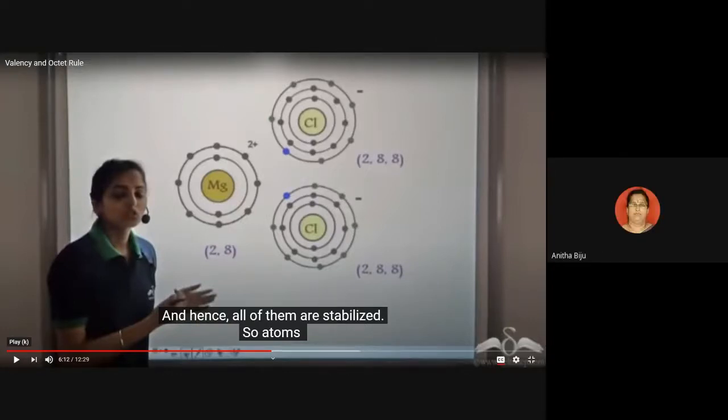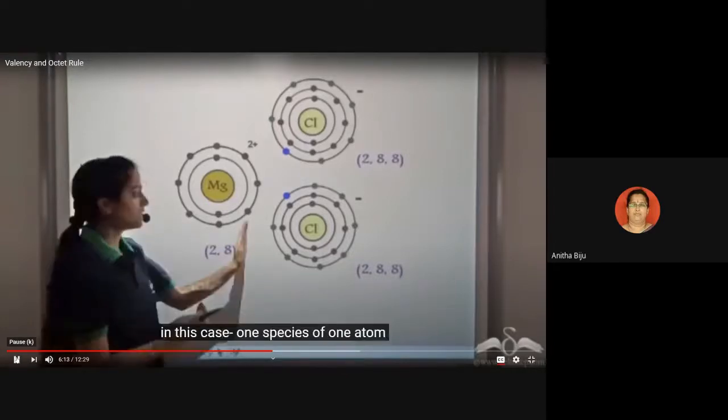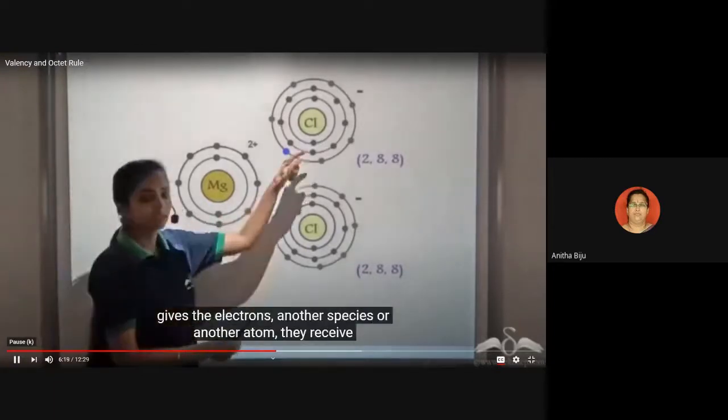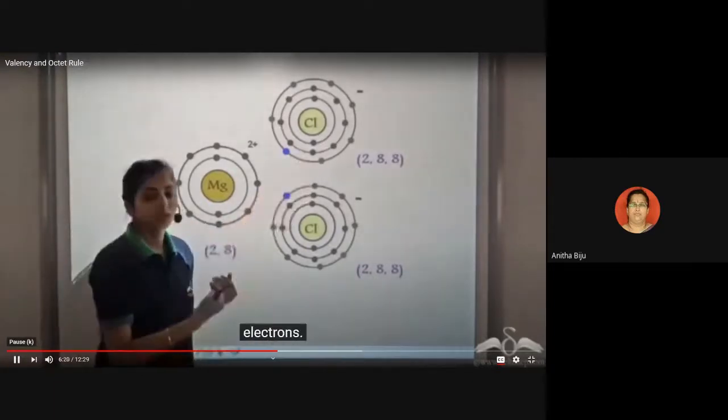Okay. So now we will continue. So atoms, in this case, one species or one atom gives electrons, another species or another atom receives electrons. And by doing that, both are happy.